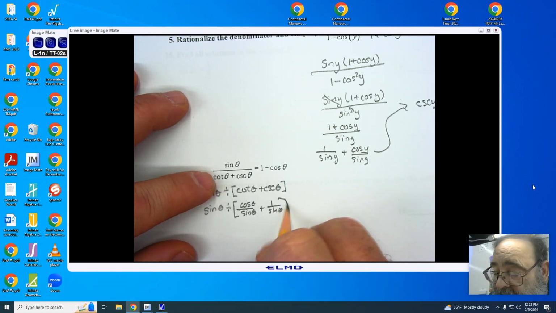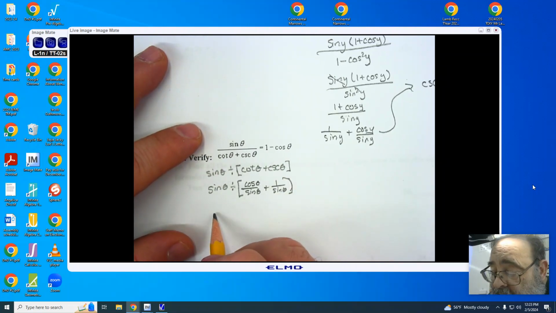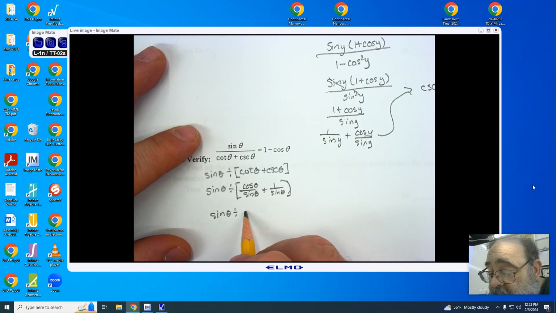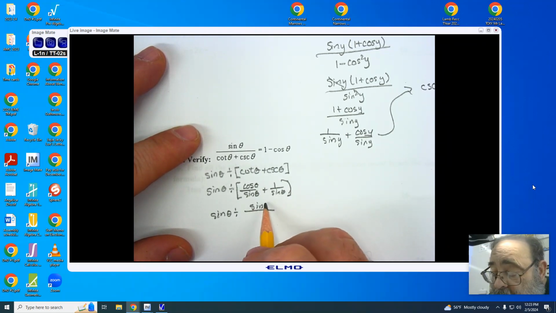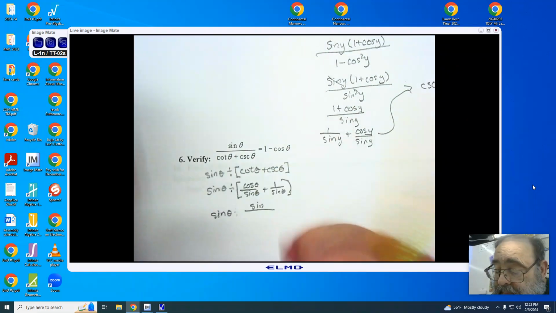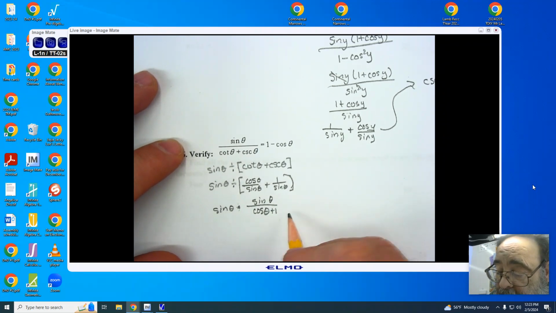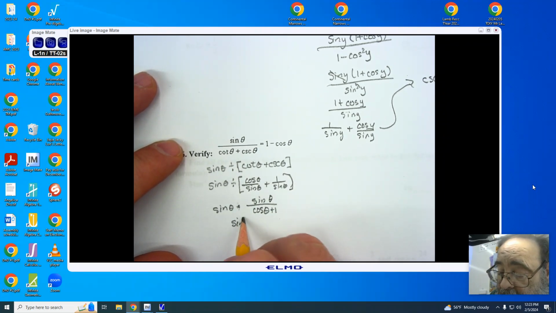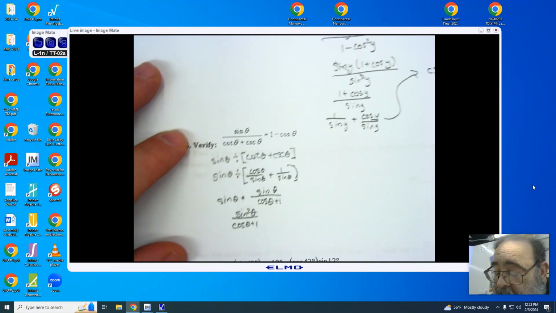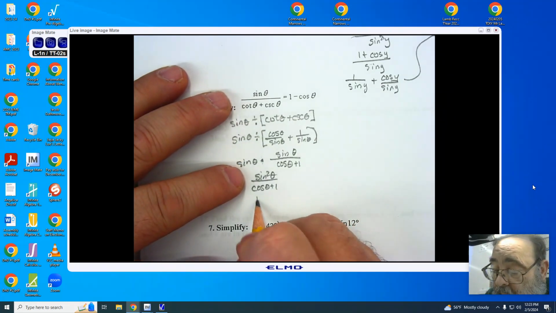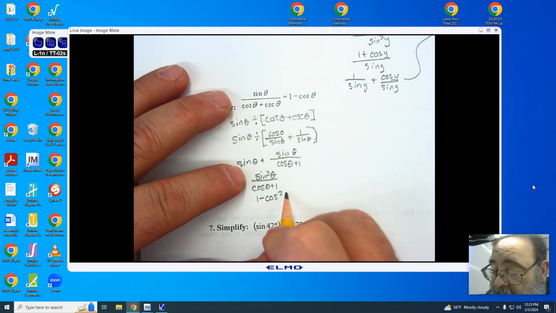And I can now see that they have a common denominator, and I can take the reciprocal. This will give me sine of theta in the numerator, and we're now multiplying. Sine of theta, cosine of theta plus 1. This gives me the sine squared of theta divided by cosine of theta plus 1. And I can break it up into its identity, which will be 1 minus cosine squared of theta.